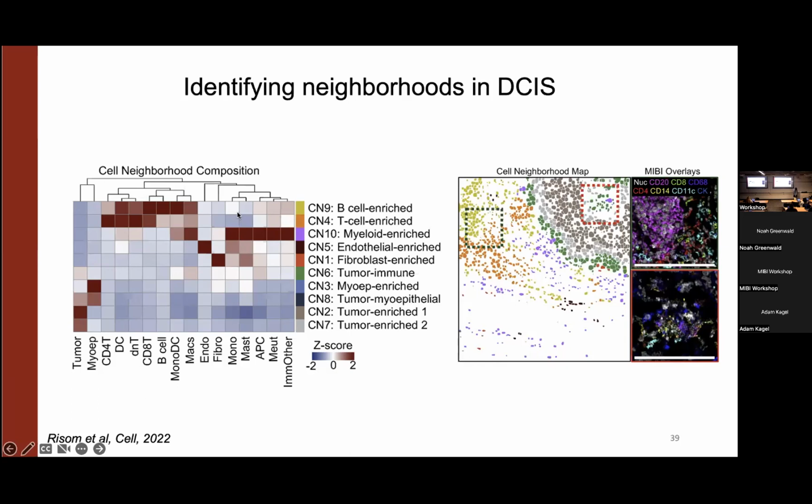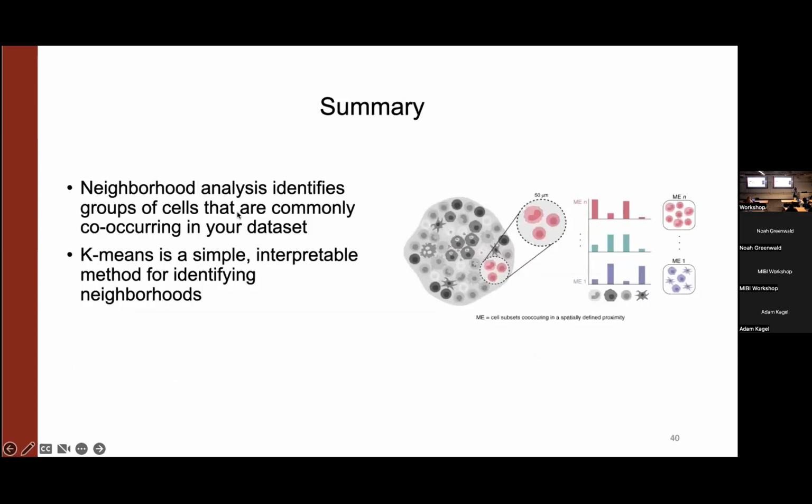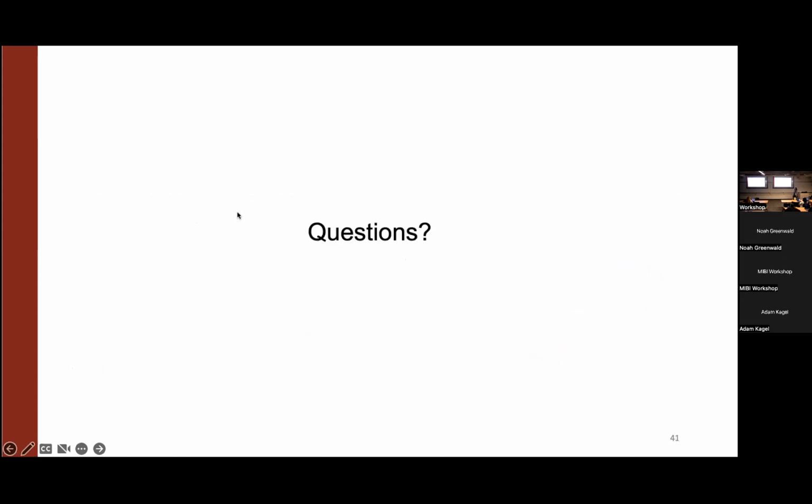And if we look at the CD20 signal, that matches up well with that. So in this data set, we were able to find 10 different neighborhoods using this relatively simple algorithm of k-means. In summary, neighborhood analysis identifies groups of cells that are commonly co-occurring in your data set, and it's a simple, interpretable method for identifying your neighborhoods. So I'll take any questions.